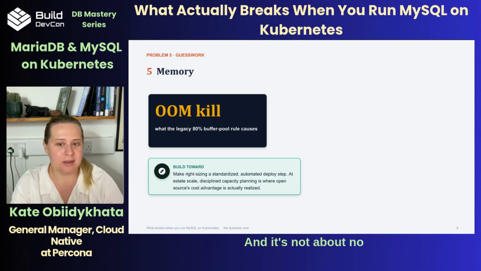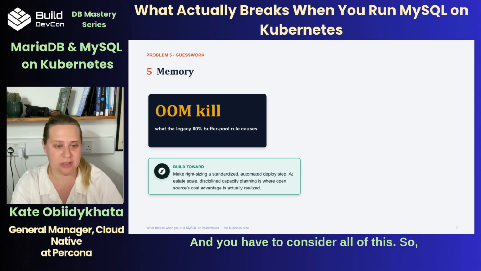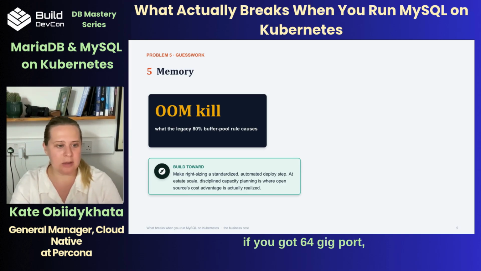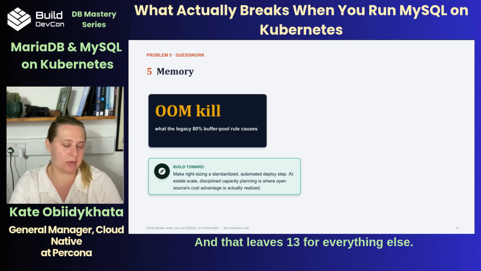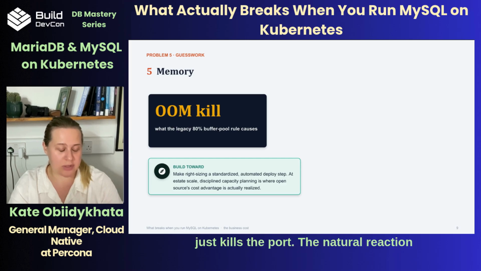And it's not that there's no backup memory to fall back on; the limit has to cover more than just the database. It's the proxy, the monitoring, the replication, all of it in the same box, and you have to consider all of this. So for example, if you've got a 64 gig pod, and the old rule says to give, let's say, 80% to the database, that would be 51 gigs, and that leaves 13 for everything else. And if you're using group replication, that needs about 10% more memory again. So you can go over the limit, and the system just kills the pod.